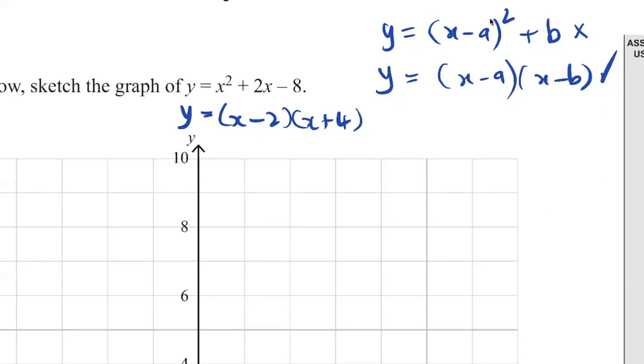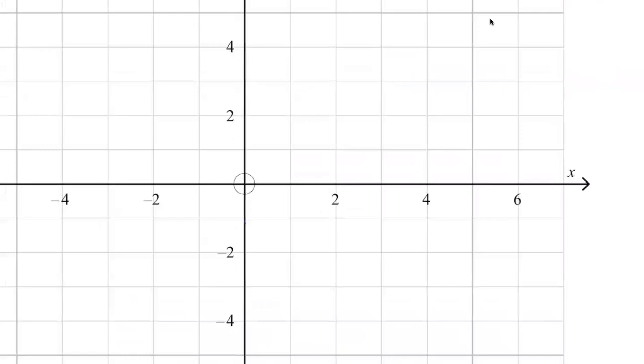So x times x is x squared, negative 2 times 4 is negative 8. And then we do this part here, 4x, negative 2x, and that adds up to 2x. So we've got it right. We can now go ahead and sketch that. By the way, if I set that equal to 0, then the intercepts are x equal to 2 and negative 4. So that's where we need to put those points, 2 and negative 4.